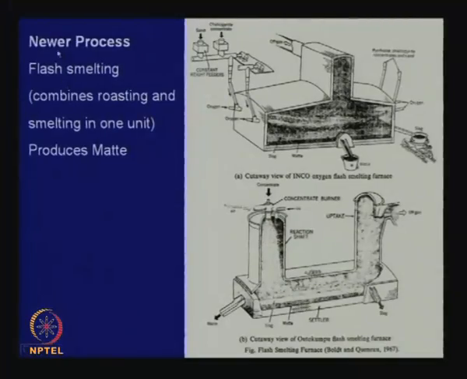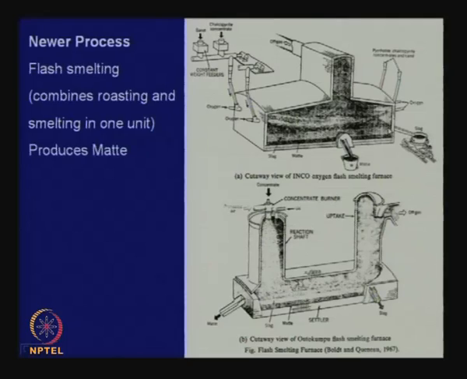This is the basis of the newer process of flash smelting, means smelting in a flash, and that combines roasting and smelting in one unit. There are different kinds of flash roasters. Here is a cutaway view of the Inco flash roaster. You see from here chalcopyrite concentrate is coming, oxygen is creating an oxidizing environment. So, during the process of this flight, all the reactions that you want take place. You produce a matte here, you produce a slag here.